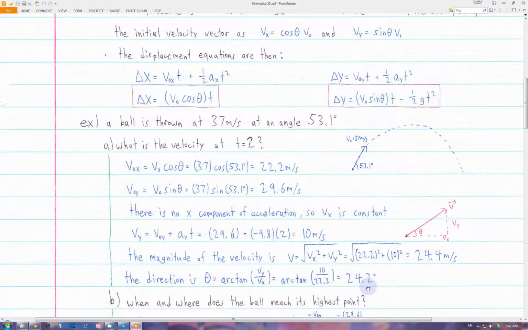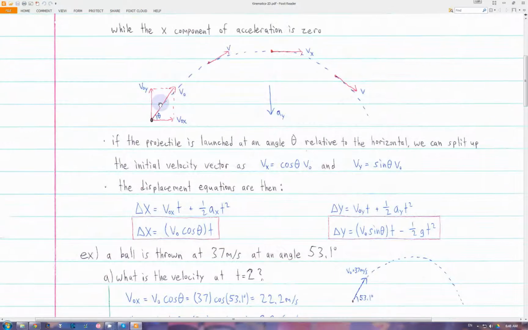And notice how the angle is much smaller than the original angle, which is what we'd expect, because at time equals 2, the projectile may be somewhere around here. So the angle of the velocity vector is going to keep getting smaller and smaller until it reaches 0 at the maximum height. And then after that point, the projectile starts going down.